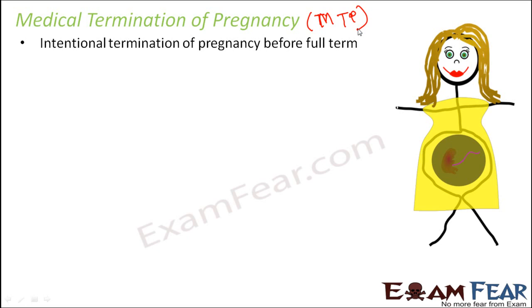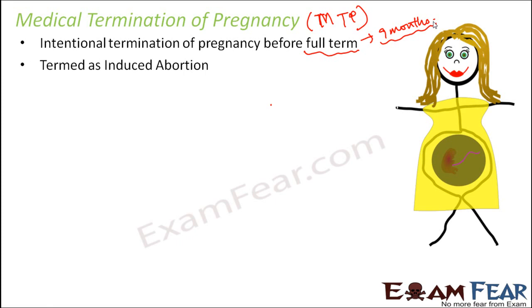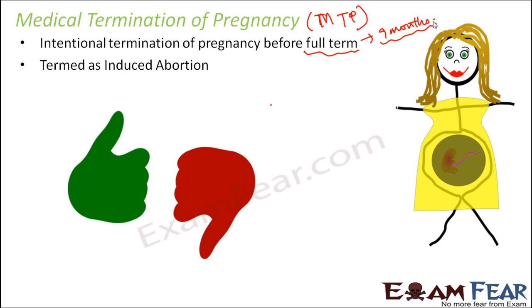So what do we mean by full term? Full term would mean the entire gestation period of 9 months. Once a female gets pregnant, by the time the zygote develops into a baby which is ready to be delivered, it takes 9 months. Now if the female, by her choice, voluntarily gets the pregnancy terminated, that means she gets the child aborted, that is known as medical termination of pregnancy. It is also known as induced abortion, and it happens voluntarily at the will of the couple or the female.